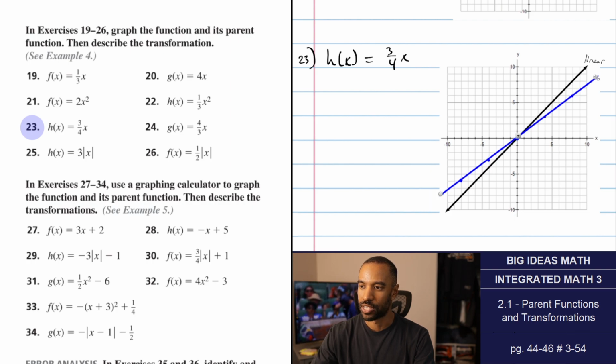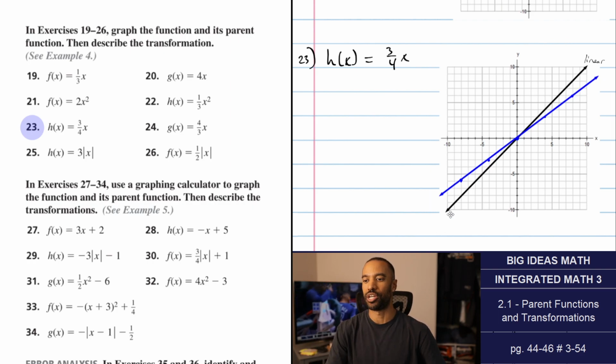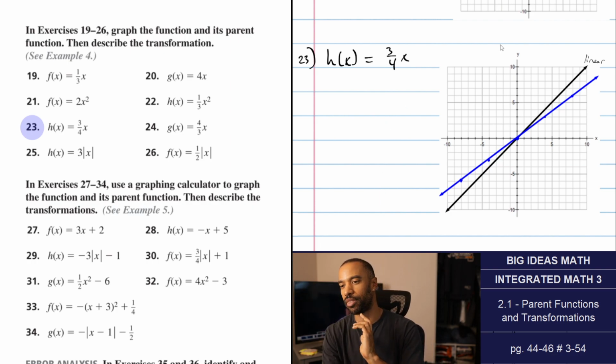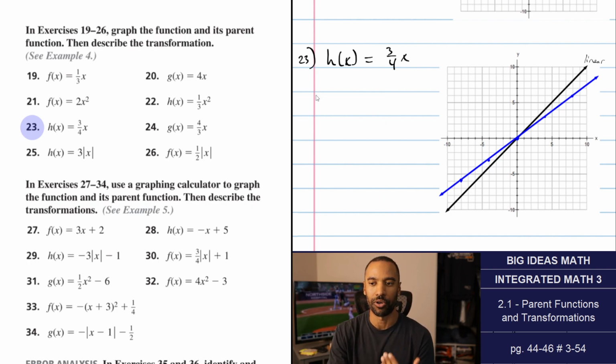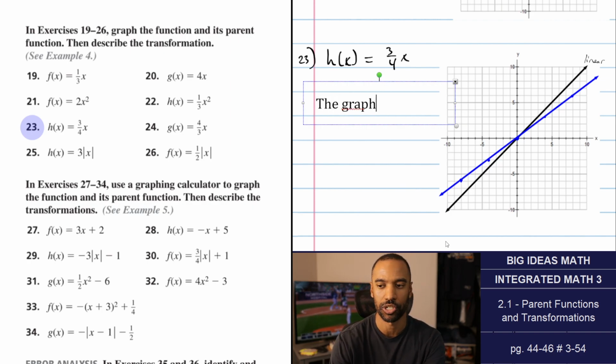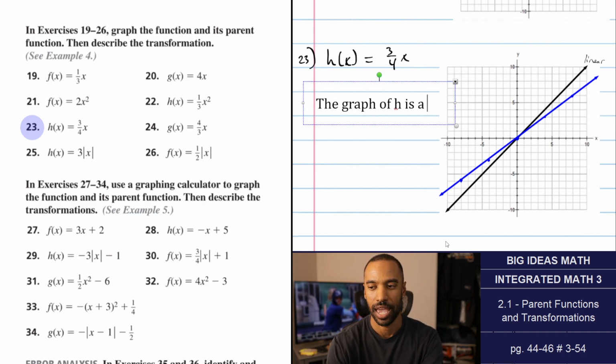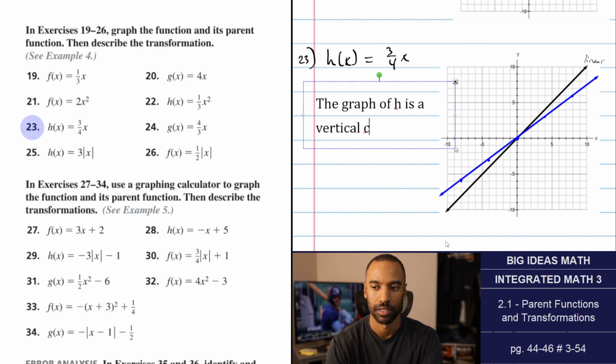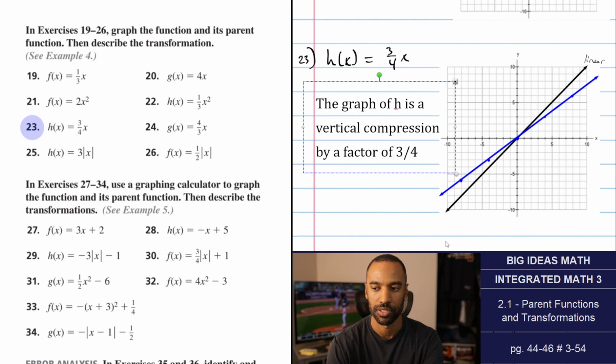Okay, y equals 3/4 x looks like that. Now, when you compare it to the original function, it is less steep because 3/4 is a number that is less than 1. That makes this a vertical compression. Everything is 3/4 the original height. That's what we say here. The graph of H is a vertical compression or shrink by a factor of 3/4 from its parent function.